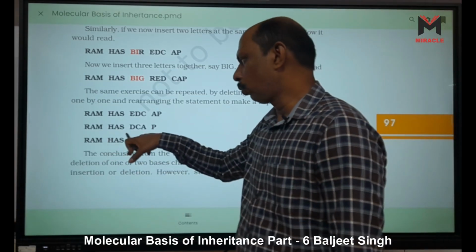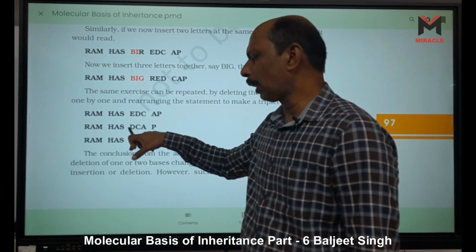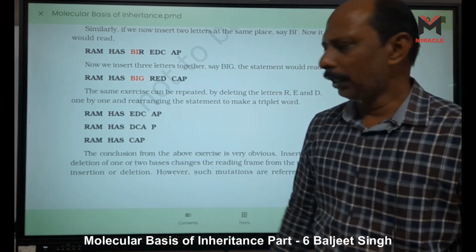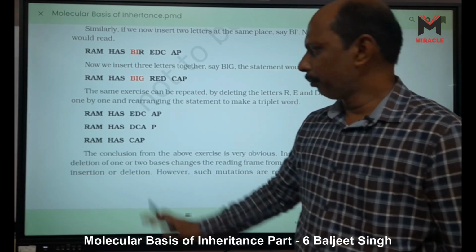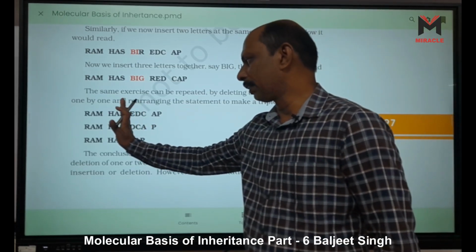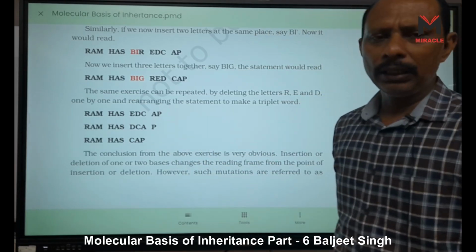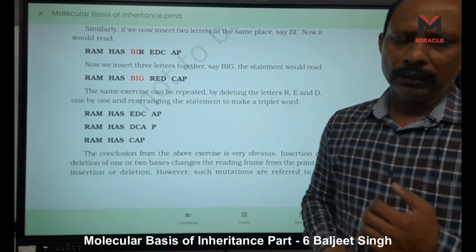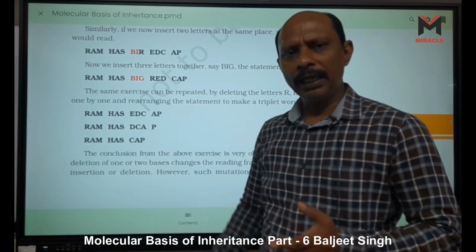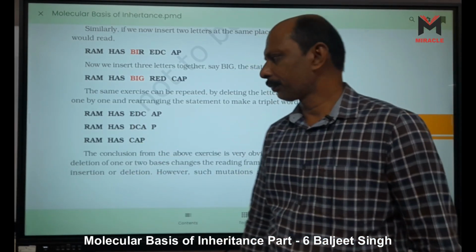Here in "Ram has," if both E and R are deleted, then what happens? "Ram has D, C and P." Same process: after this "has," all the genetic code is altered, right? That means all the amino acids are altered.